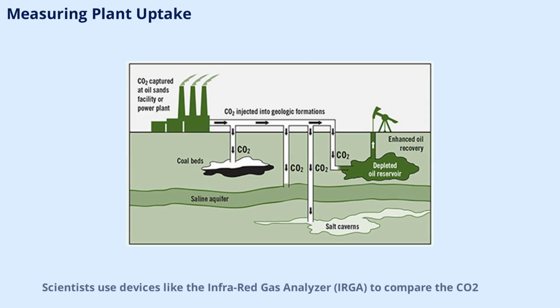Uptake rate of CO2 in plants can be measured experimentally. Scientists use devices like the infrared gas analyzer, IRGA, to compare the CO2 concentration inside a chamber around a leaf with the CO2 leaving the chamber. This allows for precise measurement of how much carbon a plant absorbs. Such data is crucial for understanding the effectiveness of different plant species and management practices in sequestering carbon.